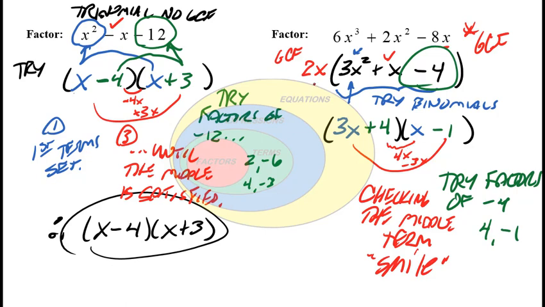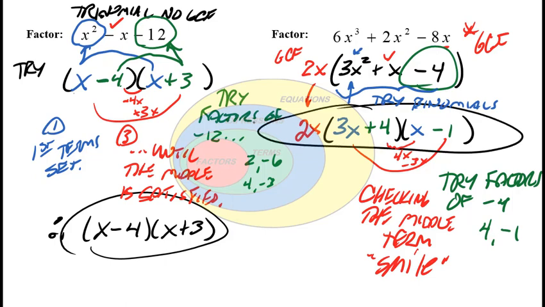Our answer then, we just can't forget, we had that already, we had the factor of 2x. So if we're going to factor that 6x cubed plus 2x squared minus 8x, we're going to get 2x times 3x plus 4 times x minus 1. So this would be my factorization.